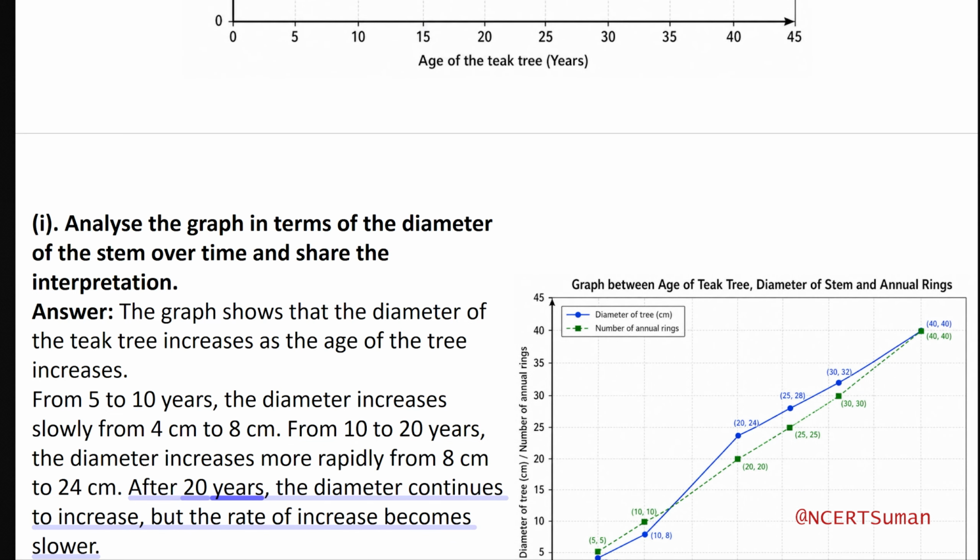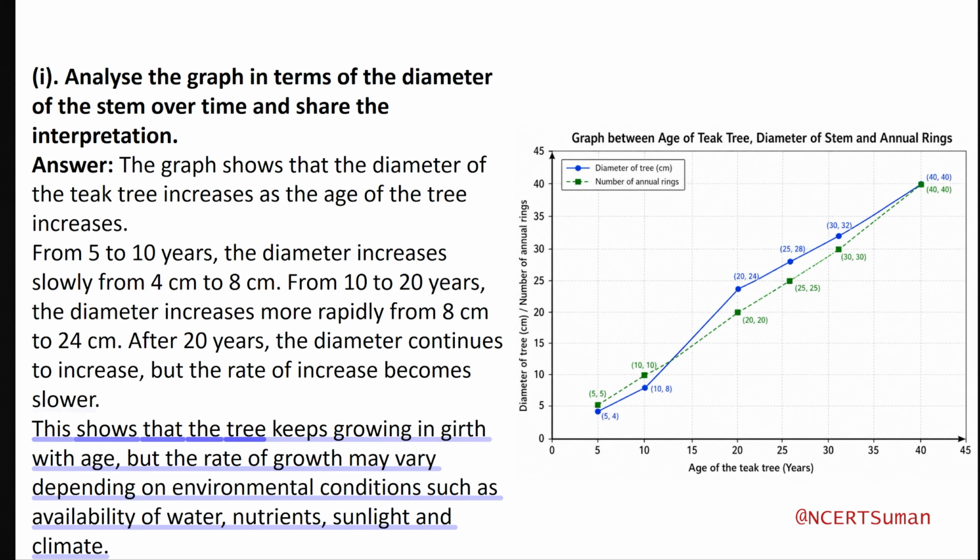After 20 years, the diameter continues to increase, but the rate of increase becomes slower. This shows that the tree keeps growing in girth with age, but the rate of growth may vary depending on environmental conditions such as availability of water, nutrients, sunlight, and climate.